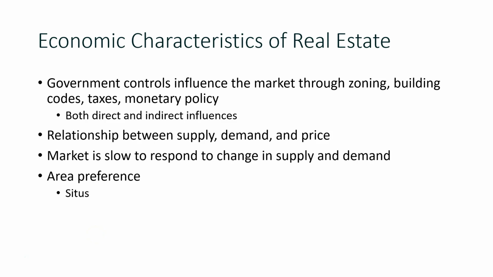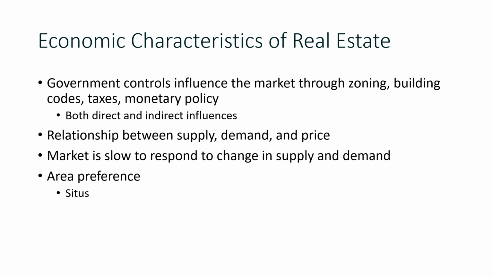We talk here about the economic characteristics of real estate. The first is the government controls and influences the market through zoning, building codes, taxes, monetary policy. That can be at local level, state level, county level, and even federal level. So they have both direct and indirect influences.